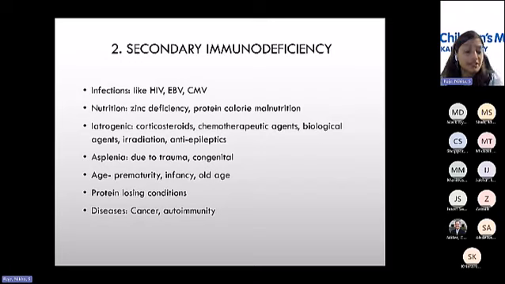Protein losing conditions such as nephropathy or enteropathy, where the immunoglobulins are also lost in the process of protein loss. And then disorders such as cancer, autoimmunity can also either directly cause immunosuppression, or the treatment can lead to immunosuppression.